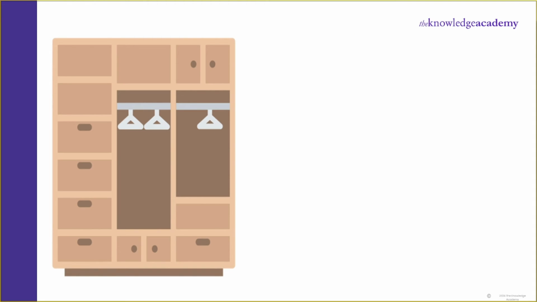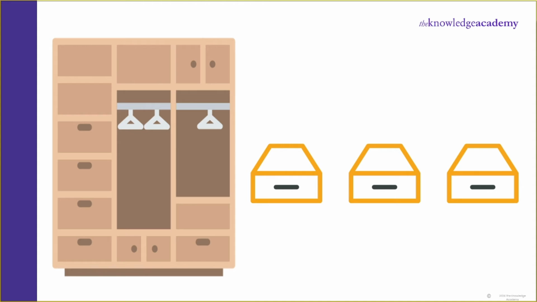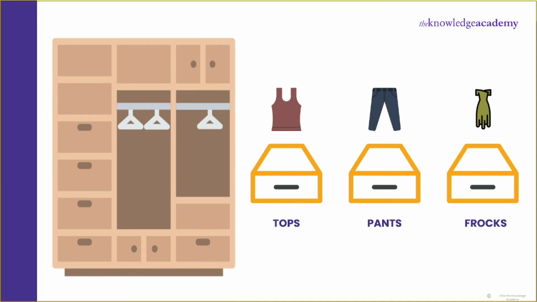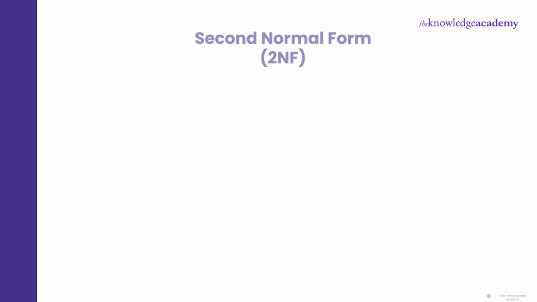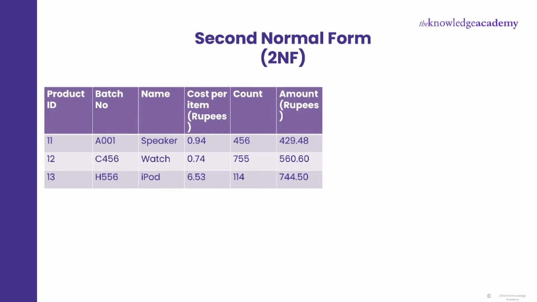You decide to organize your wardrobe by separating different types of clothing items into distinct drawers or compartments. For example, you might have one drawer for tops, another for pants, and a separate area for frocks. This separation ensures that each clothing item is stored separately, like breaking multivalued attributes into separate columns in a database table. Next up is the second normal form, denoted as second NF.